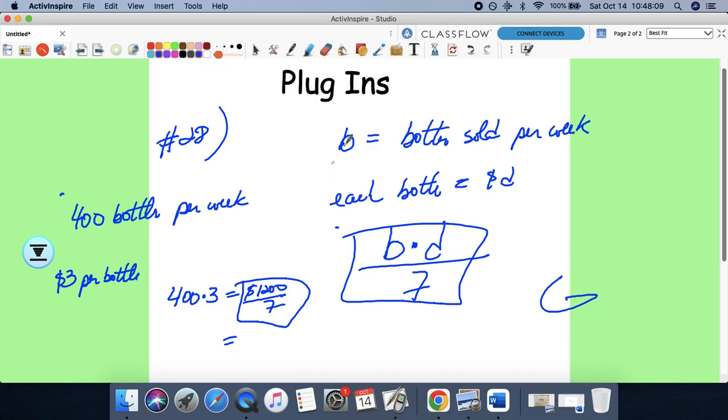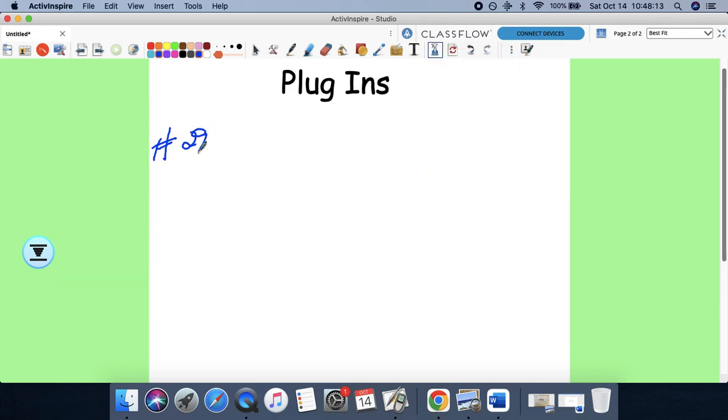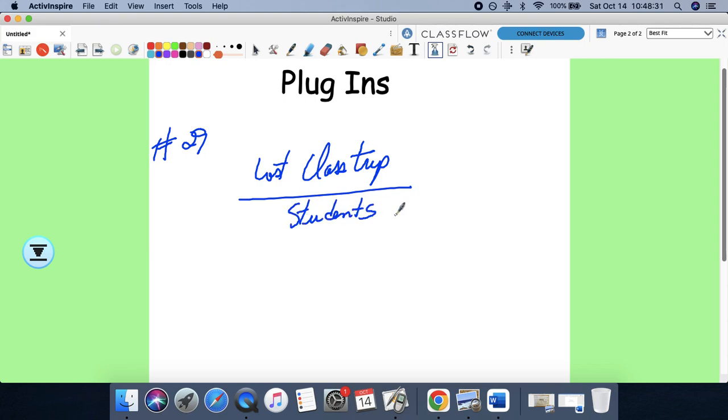Back page. 29. Class trip costs $D, which is supposed to be divided equally among the S students. Class trip cost, divide that by the students. That makes sense. If any students decide not to go on the trip and do not chip in for the expense of the trip, which of the following expressions represents the additional amount in dollars that each of the remaining students must contribute? So we don't have all the students coming.